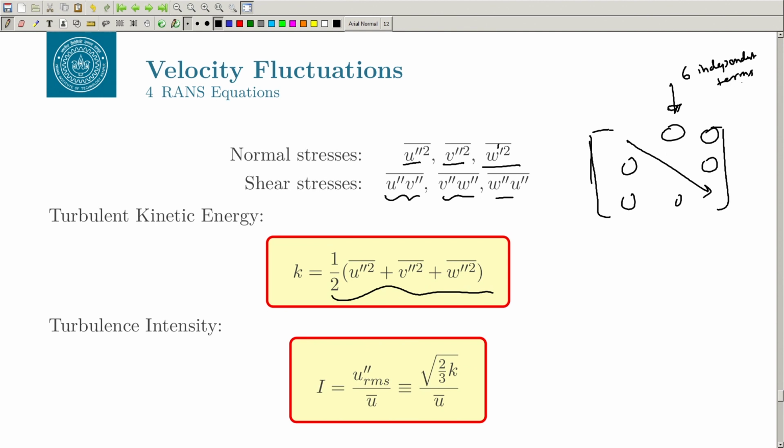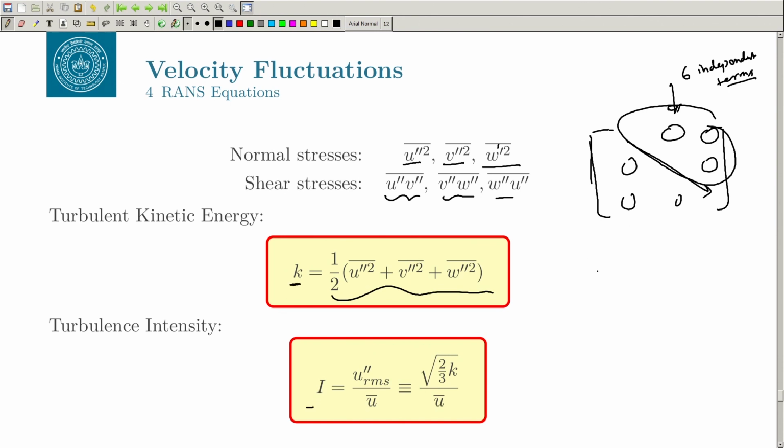which need to be found. Additionally we have the turbulent transport of heat, but that can be found if you can find these things, because we will use the Reynolds analogy there. Finally, we will define something called turbulence intensity. We will define this if you know the turbulence kinetic energy.